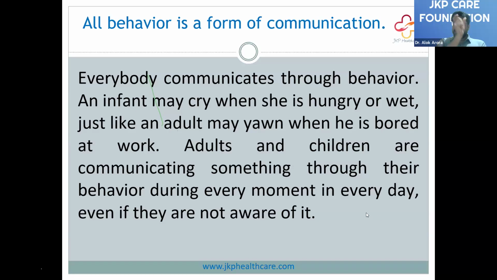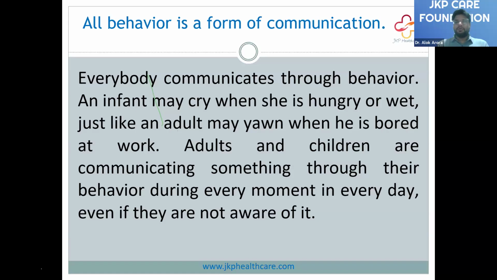So presence of a behavior is a communication, we all know. But absence of a behavior when expected is also a way of communication. We all use behavior as communication.